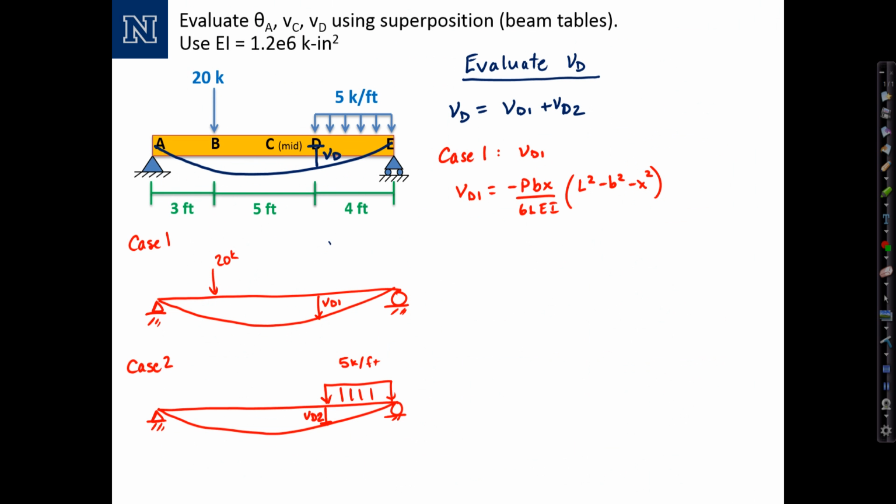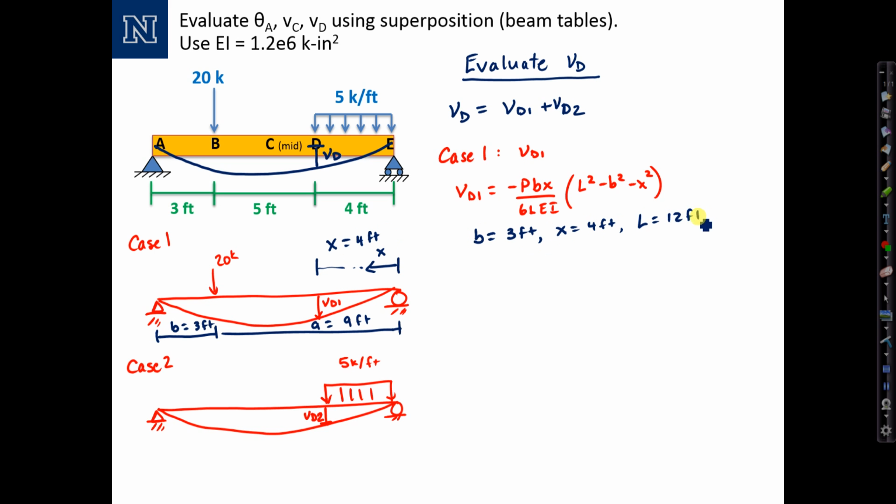I've already laid that equation out. This distance right here is equal to B, 3 feet. This distance here is equal to A, or 9 feet. The only thing that changes is the location that we're evaluating the deflection, which is x, and I'm going to label x the coordinate from the right end of the beam. So I want to evaluate it right here, and that distance x is equal to 4 feet in this case. To summarize, B equals 3 feet, x equals 4 feet, and the length of the beam is 12 feet.